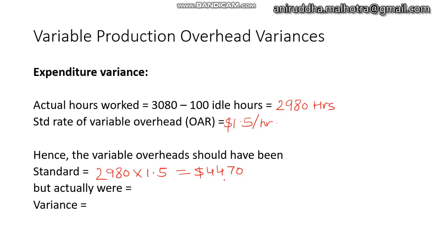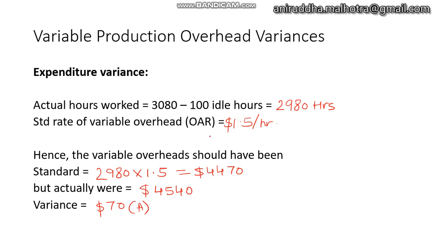So based on our overhead absorption rate of $1.5 per hour and 2980 actual hours worked, our overheads should have been $4,470. But they were actually $4,540. That means in reality, we have incurred more production overheads than what we should have or what we had absorbed. And this difference between 4,540 and 4,470 is $70. And because we have incurred more, this is an adverse variance. So it's this simple calculation.